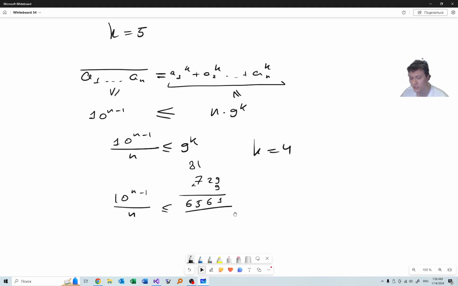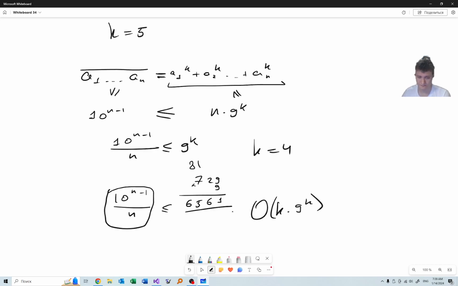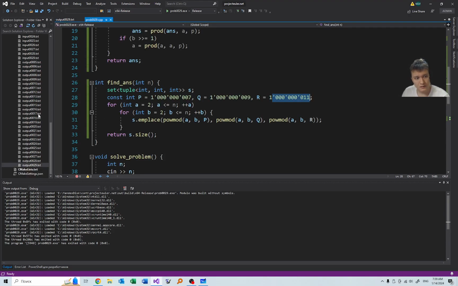So we can actually iterate until something like this. So this is a solution which works in O of like k times 9 to the power of k time, something like this. We just iterate until this number and we find their number. Let's write this solution.